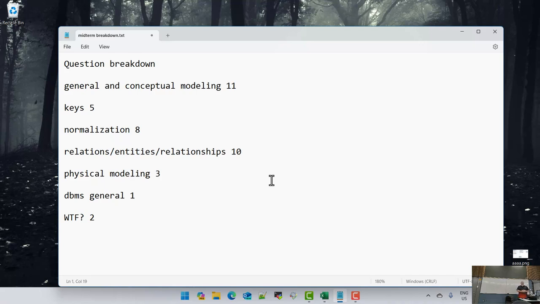There's one general question about database management systems. That's because I couldn't figure out what category to put it in. It might be along the lines of which of the following is not a relational database. So if you remember that first week slide that had a bunch of databases on the same slide, your answer's on there. And then I have WTF.